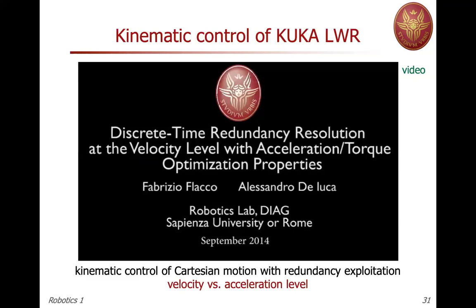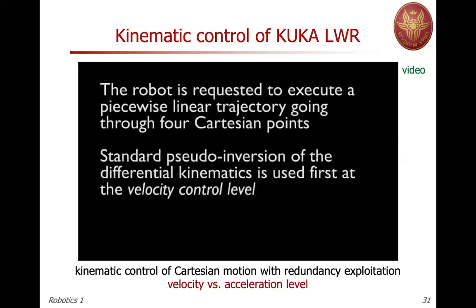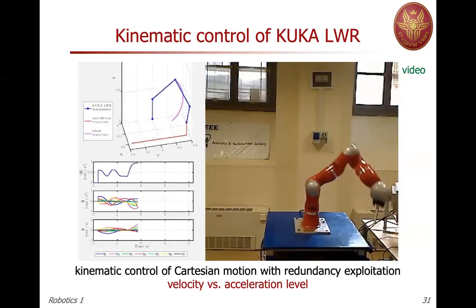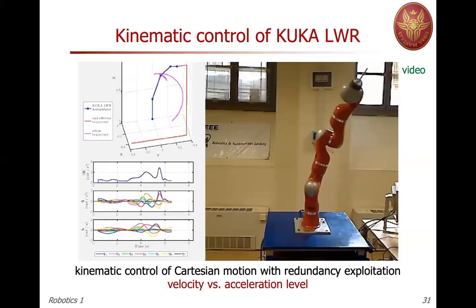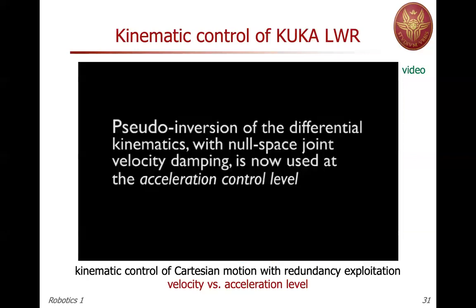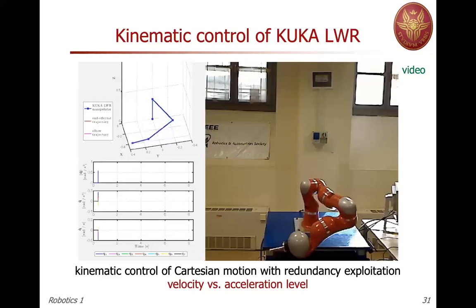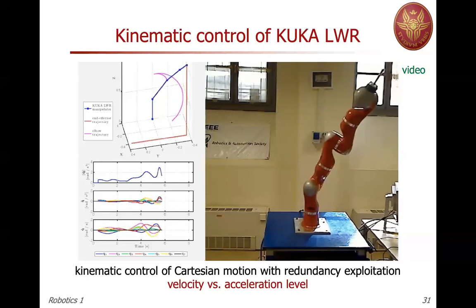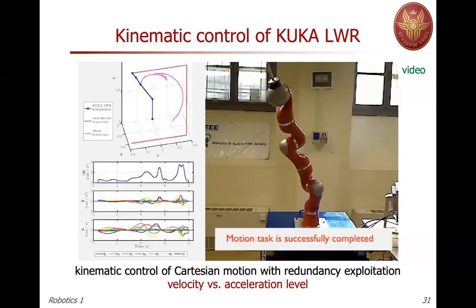Okay, let's see what happened. No, I've spoken enough. So, a piecewise linear trajectory going through 4 Cartesian points, a kind of square, and you can see the parallel simulation and experimentation. The robot would stop at some point because the velocity commands that we are sending to the low-level control loop would violate some limits. So we repeat this at the acceleration level, with a smoother command, and we are able to trace the 3-segment path.